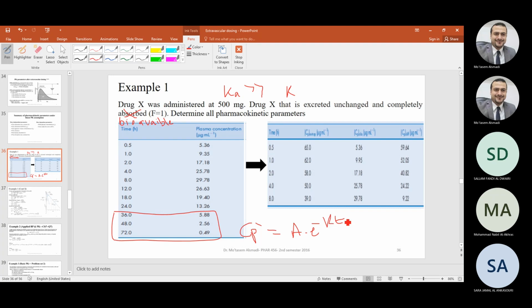The second step is to do the linear regression on the residuals. Do we have residuals in the original data? The answer is no. So this is the original data. We have time here. This is time. This is Cp.